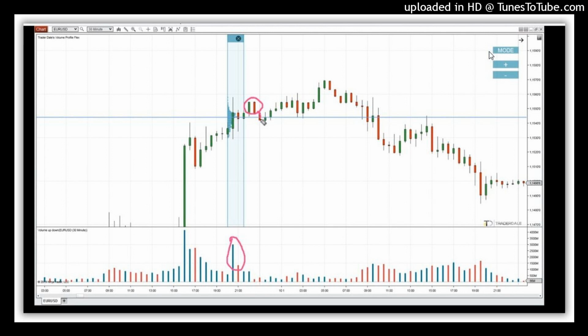Another significant volume spike was this one. Heaviest volumes being in here. So you go short from there, and it would be a winner.